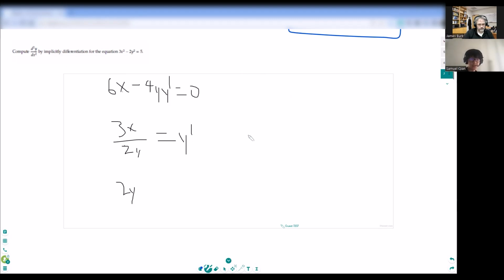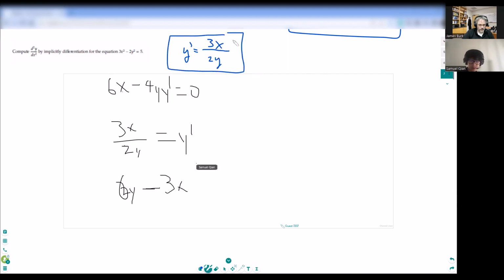But would it just be zero? Low times derivative of high? Oh, that'd be 6. Okay, so you found y prime, 3x over 2y. Good. Take the second derivative now. Wait, so it'd be 2y prime. Okay, so it'd just be 3x.